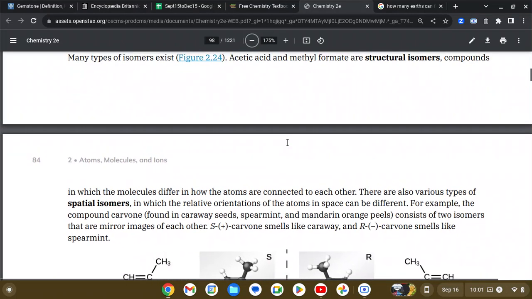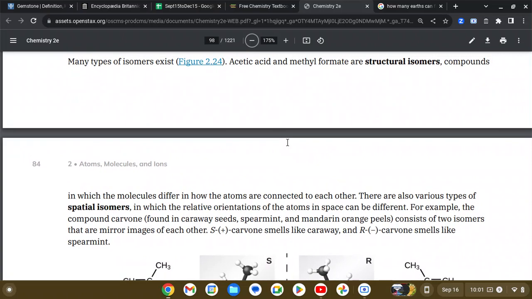Many types of isomers exist. Acetic acid and methyl formate are structural isomers, compounds in which the molecules differ in how the atoms are connected to each other. There are also various types of spatial isomers, in which the relative orientations of the atoms in space can be different. For example, the compound carvone consists of 2 isomers that are mirror images of each other. S or plus carvone smells like caraway, and R minus carvone smells like spearmint.